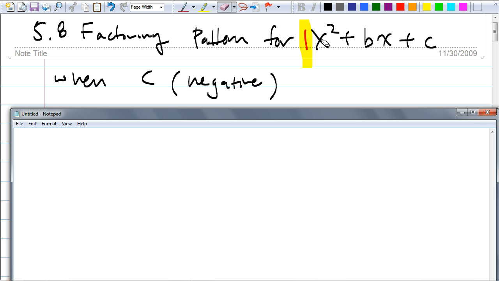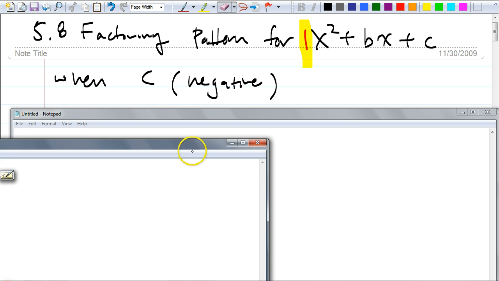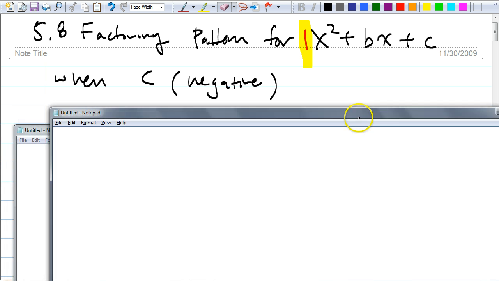Do you think it's going to change a whole bunch? Not much. It's going to be very similar. You know, in order for the last number, the C, to be negative, first of all, what do you notice? Well, I want you to think about that as we go into the next example here. So our first example.